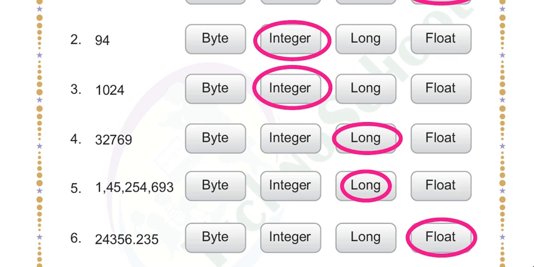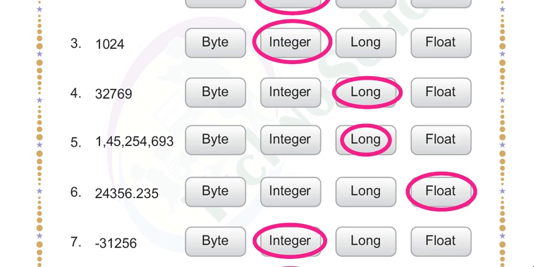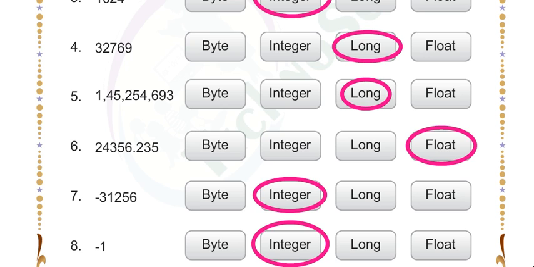Sixth one is the float. Yes. Seventh one is the integer. Okay, then eighth one, yes, it is also integer. Okay.